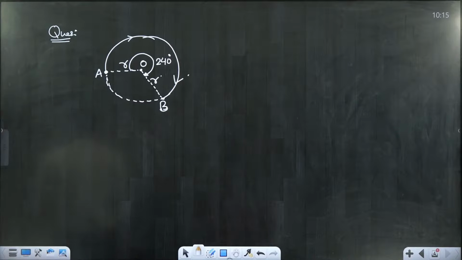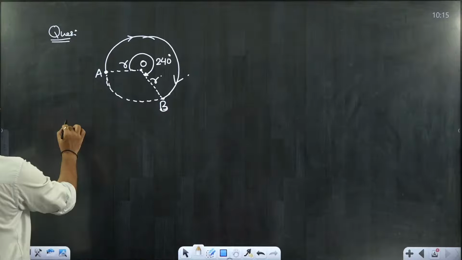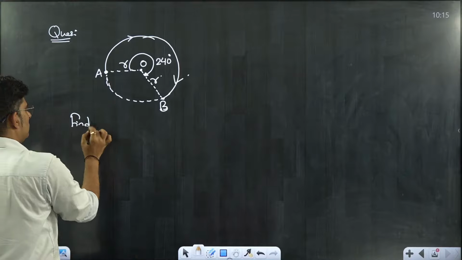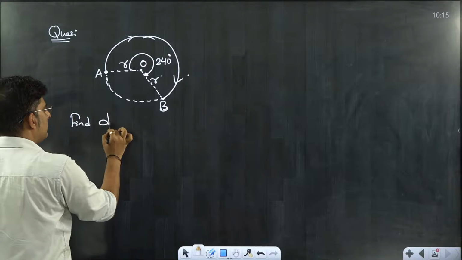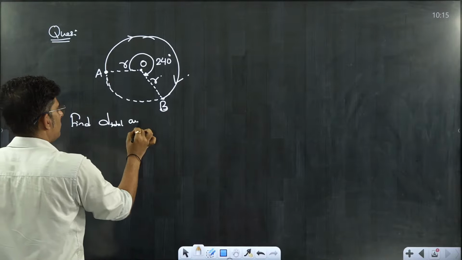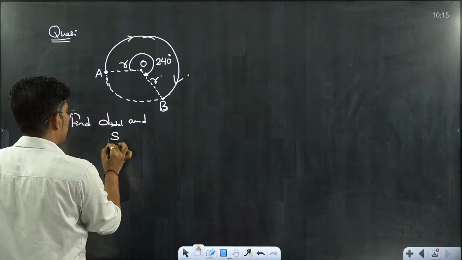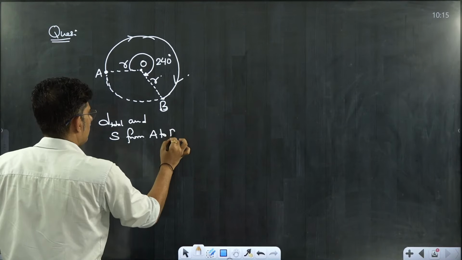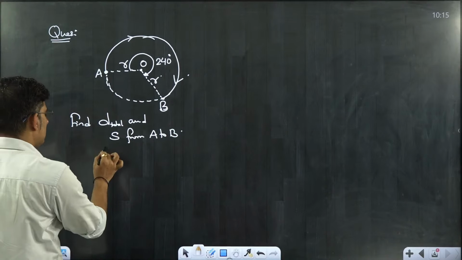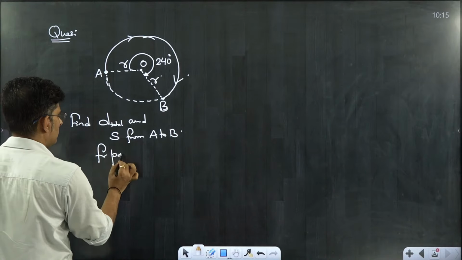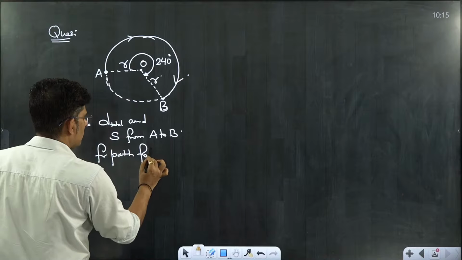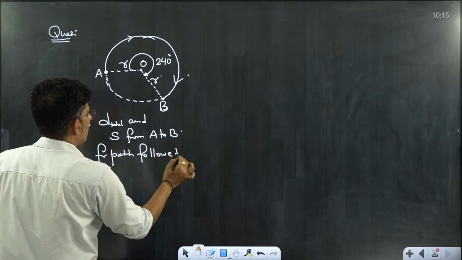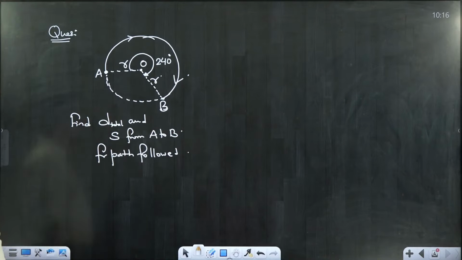So the question is again, find the distance and displacement from A to B for the path followed. So it is a circular path given.